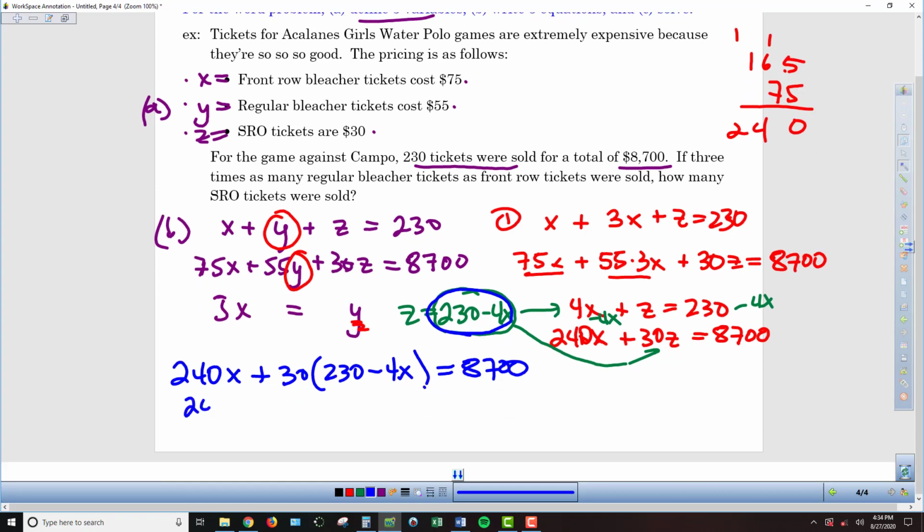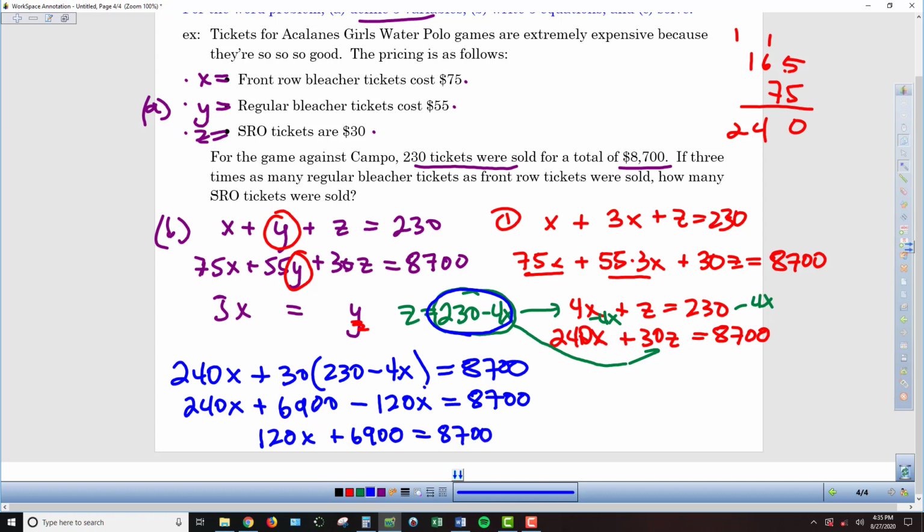So we've got 240x. I have a little distributive property. So I've got 30 times 230, which equals 6,900. And then minus 30 times 4x is minus 120x. And then I still have my 8,700. So if I keep going, I've got like terms to gather. 240x minus 120x equals 120x. And then I still have that plus 6,900 equals 8,700.